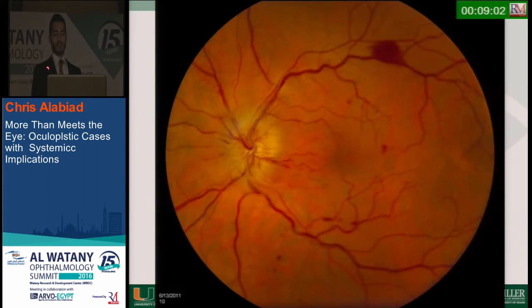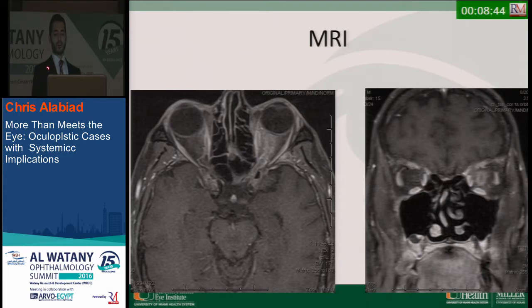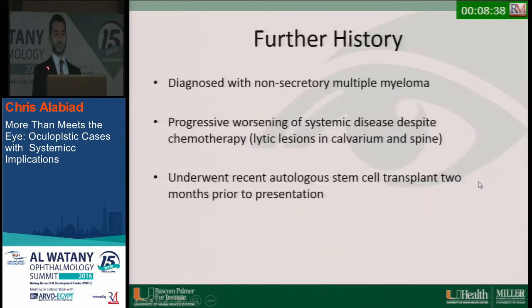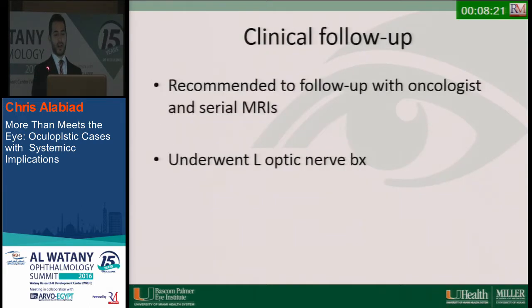And what you can see on the left side here is basically a diffuse optic nerve edema with a lot of sludging and engorgement of the retinal veins, along with hemorrhage along the superior arcades with some dot blot hemorrhages diffusely as well. An MRI shows enhancement in the level of the optic nerve on the left, much more so than the right. And I have to be honest, I did have some history with him. He was diagnosed as having a non-secretory multiple myeloma with progressive worsening of his systemic disease despite chemotherapy. He also had been treated with autologous stem cell transplantation 2 months prior to the presentation. So I did know that in the back of my head.